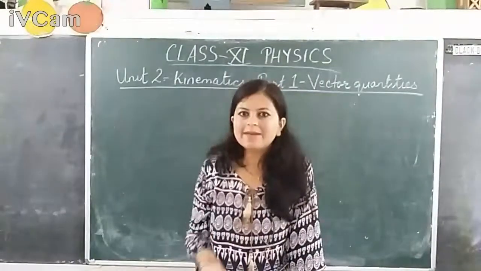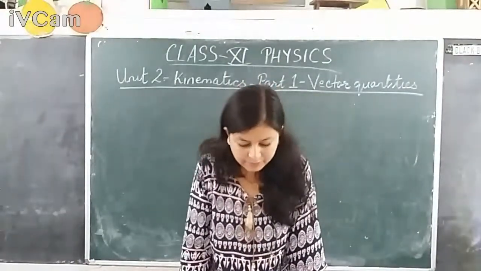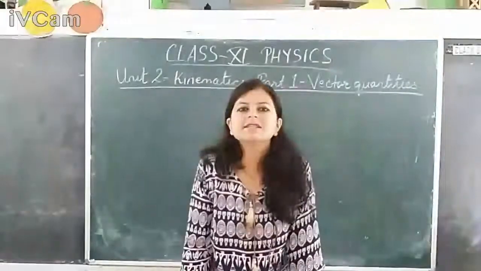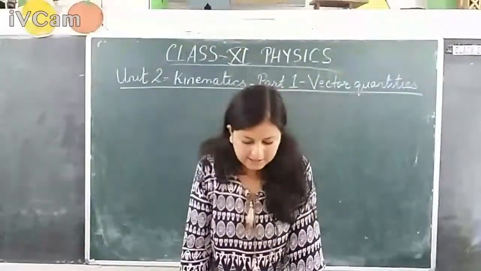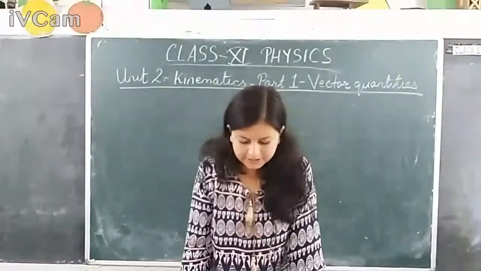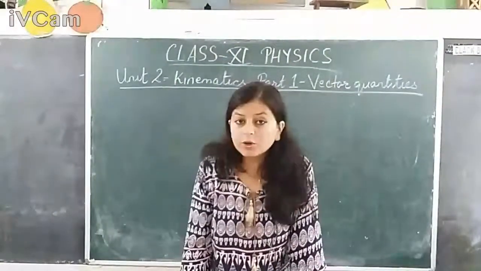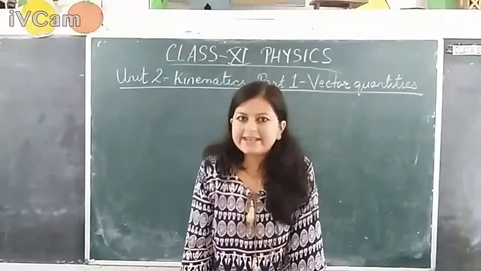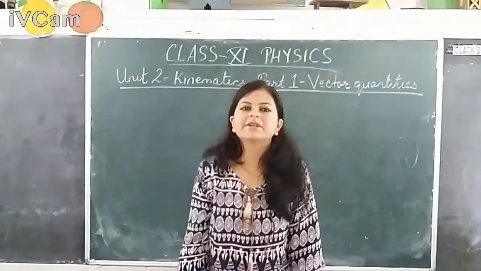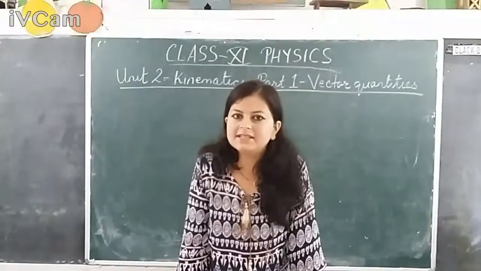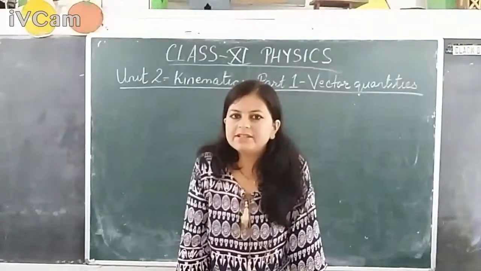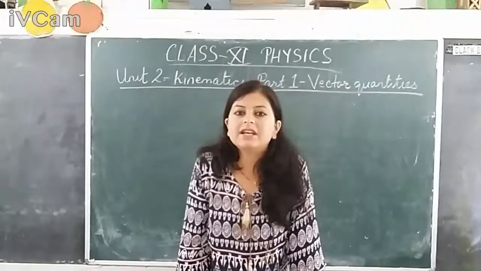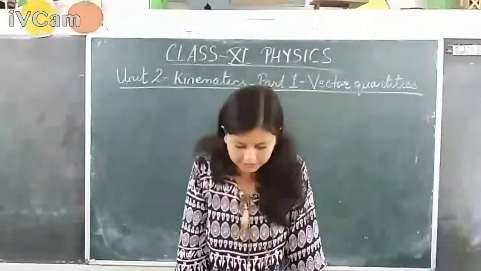Now the second type of physical quantities that we will be dealing with is vector quantities. Vector quantities are the physical quantities which have both magnitude and direction. In order to express a vector quantity completely, you have to mention the magnitude, that means the numerical value, as well as the direction of the physical quantity.